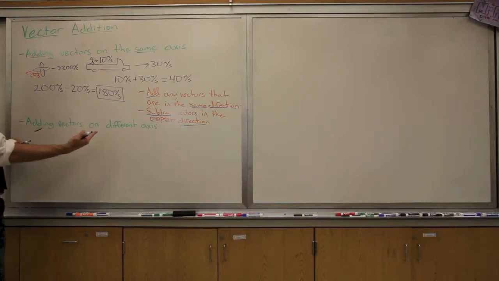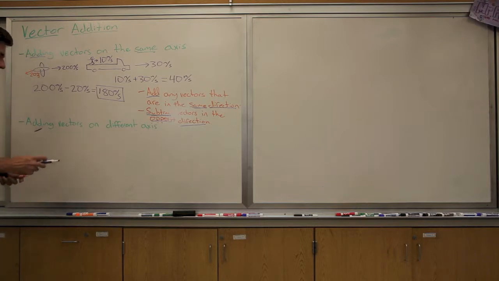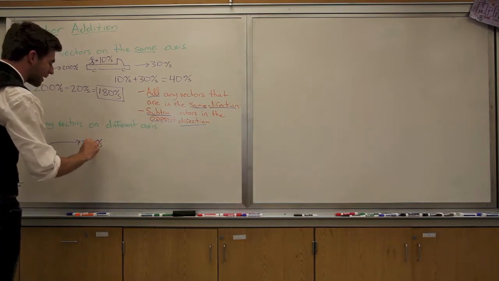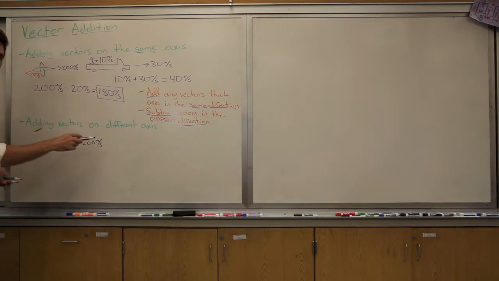If we have vectors that are on different axes, we have to use something much more complicated. Let's say that we had a vector in this direction. Let's say the package, for example, was dropped off and the airplane was going 200 meters per second. So the package now has a velocity of 200 meters per second.